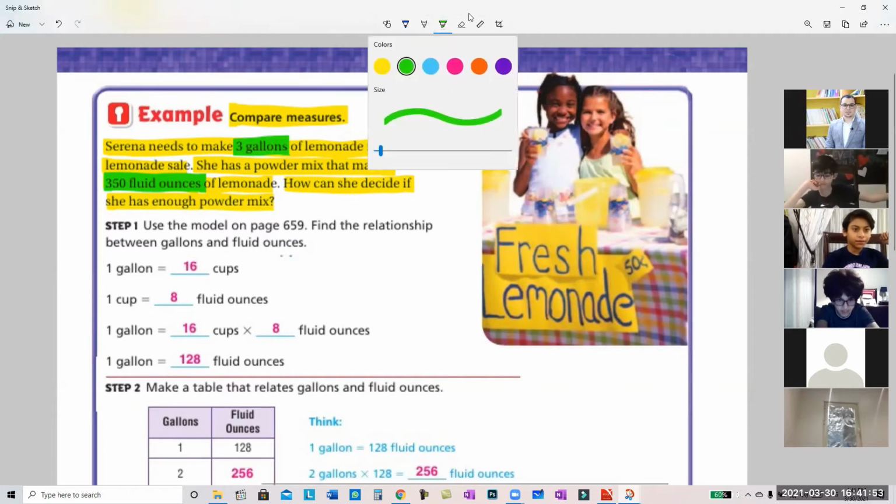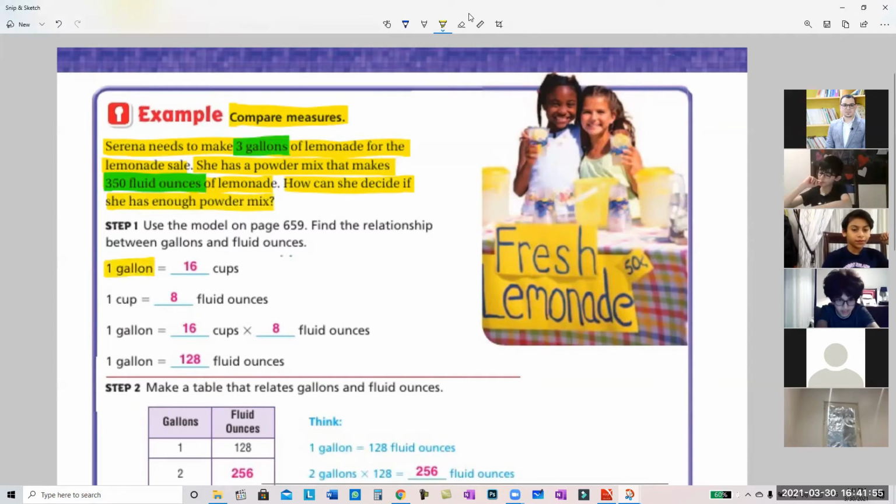As we learned before, 1 gallon equals 16 cups, right? And 1 cup equals 8 fluid ounces. So 1 gallon equals how many fluid ounces? You have to multiply 16 and 8 to get how many fluid ounces in 1 gallon. So 1 gallon equals 128 fluid ounces. That's why each time you convert from gallons to fluid ounces, you multiply by 128.